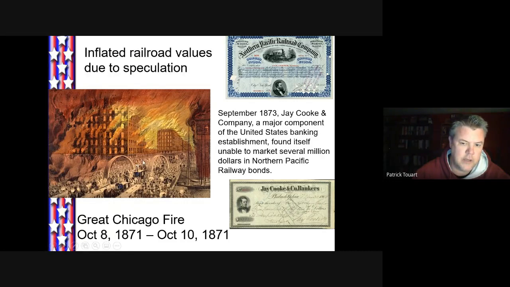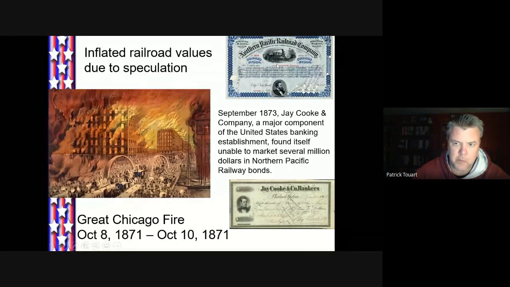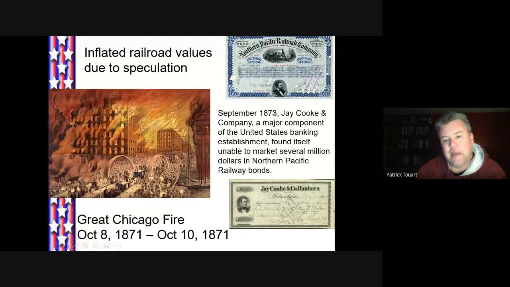Then you had European banks starting to struggle. And then perhaps most notably in America was the failure of an enormously important bank, J. Cook and Company, an investment bank, who had financed the Northern Pacific Railroad. Now, later on, J.P. Morgan is going to get involved in this. But during the 70s, J. Cook and Company were actually a larger banking syndicate than Morgan. And these were the folks that had financed the Civil War, that had run the bonds for the federal government.